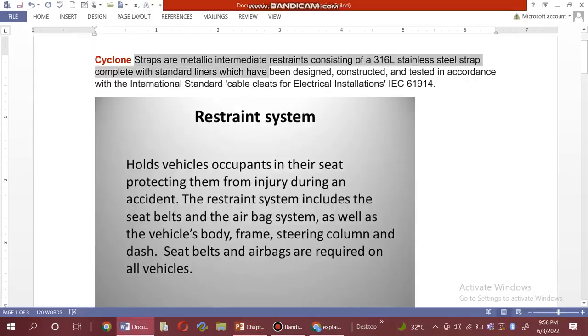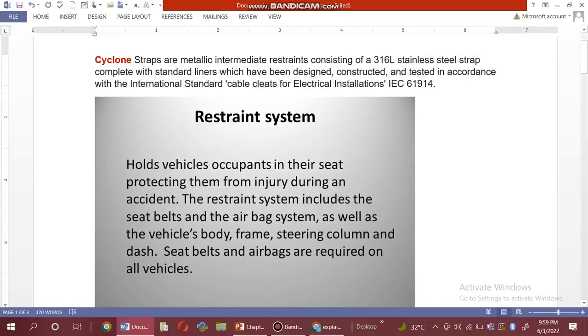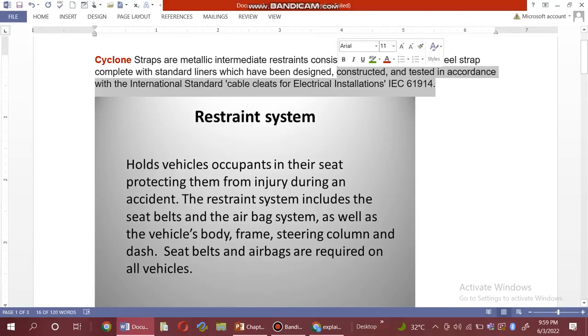Cyclone straps are metallic intermediate restraints consisting of a 316L stainless steel strap complete with standard liners, which have been designed, constructed and tested in accordance with the international standard for cable cleats for electrical installations, IEC 61914.